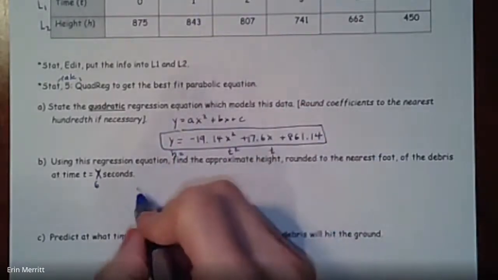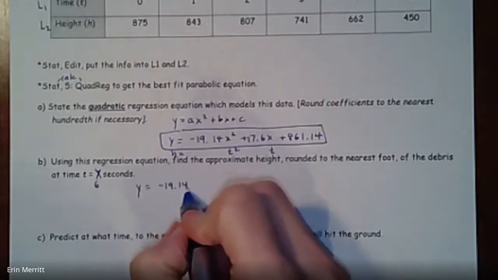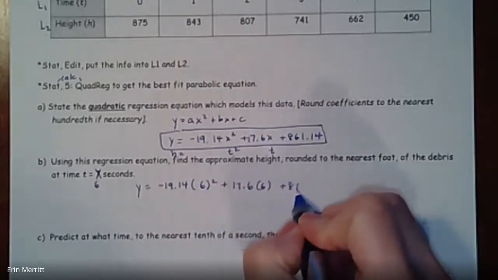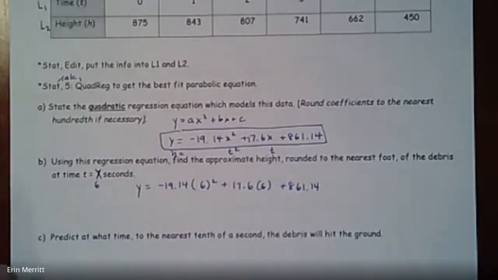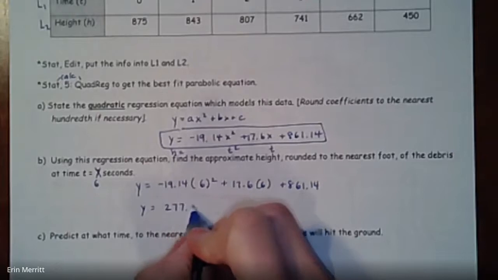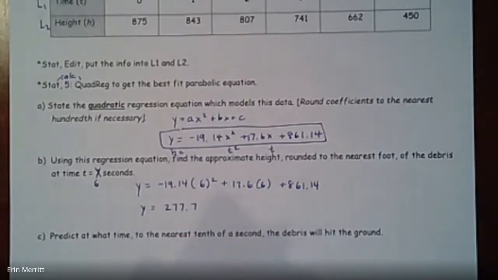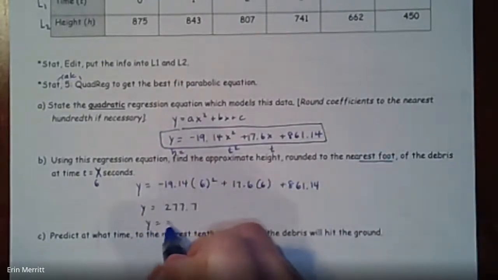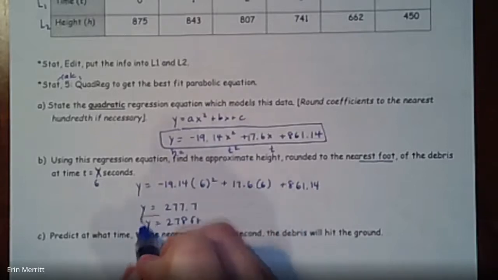If we plug in, we're going to have negative 19.14 times 6 squared plus 17.6 times 6 plus 861.14. Absolutely, let your calculator do the work. Times 6 squared, and then plus 17.6 times 6, and then plus 861.14. I'm coming out with 277.7, and it says find the height to the nearest foot. Let's round it first. So about 278 feet off the ground.